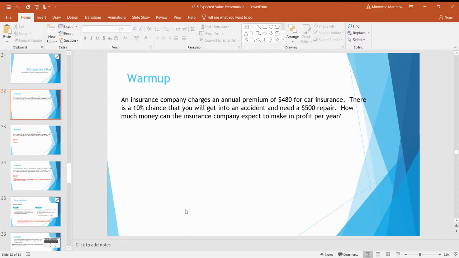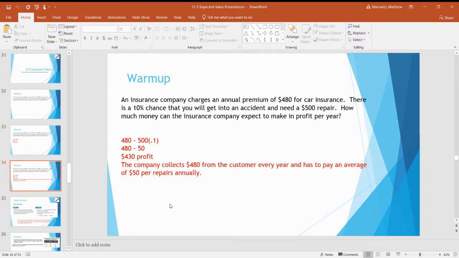Okay, so we're paying the car insurance company $480. Now, 10% of the time, we're going to have to pay $500, and 90% of the time, we're going to have to pay nothing. So we can look at this as an expected value problem. If 10% of the time I'm going to have to pay $500, I can do 500 times 10%, and on average, I'm going to pay $50. Now, the car company's either going to have to pay 500 or nothing, but the average per customer is $50. So they can take the 480, subtract the $50 per person, and they make $430 profit.